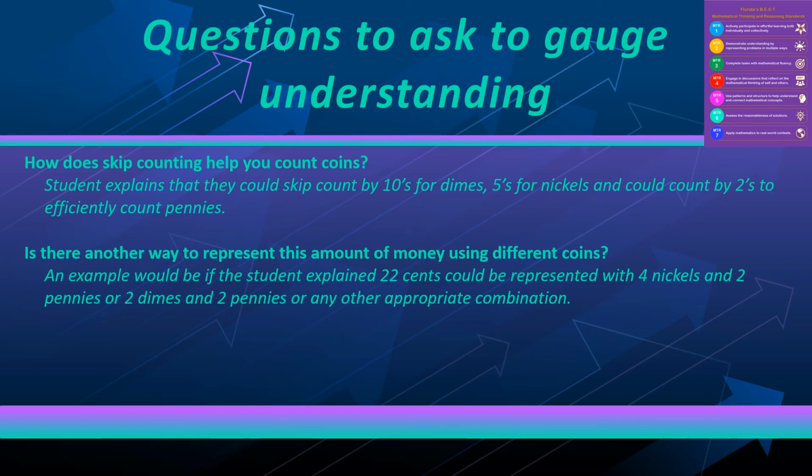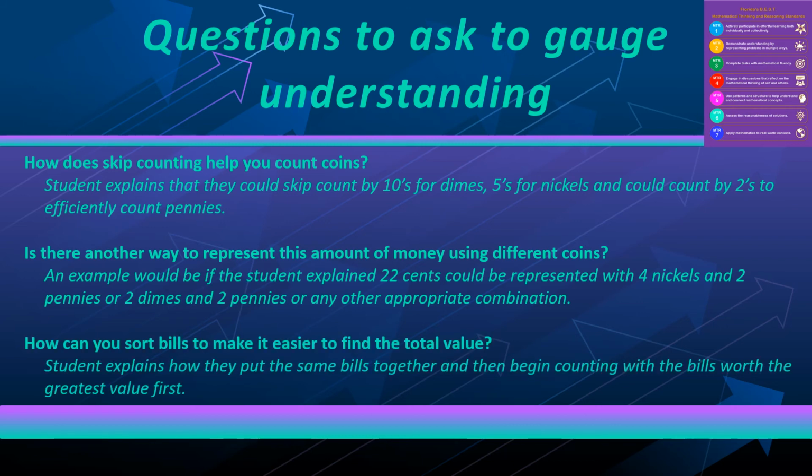Another question we could ask is, is there another way to represent this amount of money using different coins? An example of that would be if the student could explain that 22 cents could be represented with 4 nickels and 2 pennies, or 2 dimes and 2 pennies, or any other appropriate combination. We could ask, how can you sort bills to make it easier to find the total value? Here, we're looking for students to explain that they put the same bills together first, and then they begin counting with the bills that are worth the greatest value first.